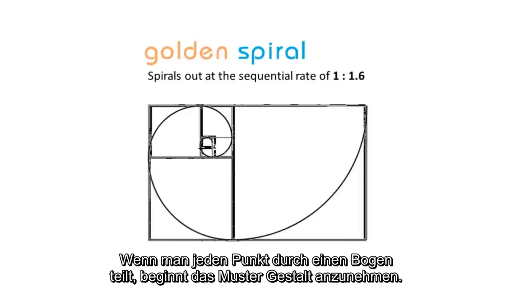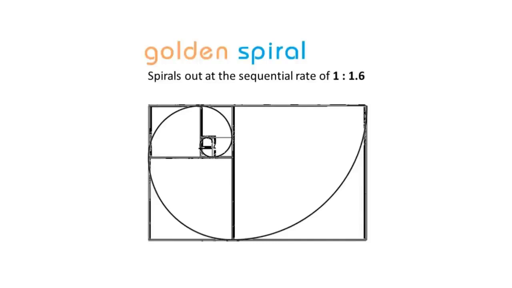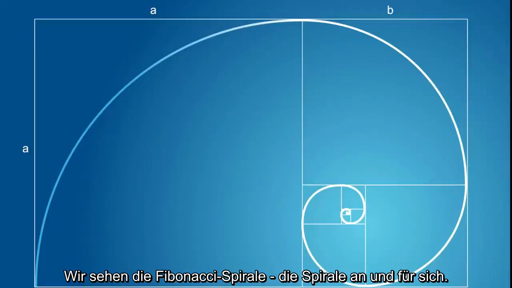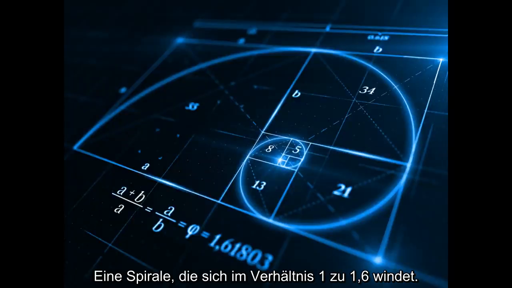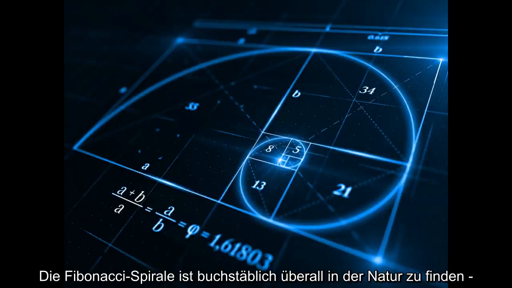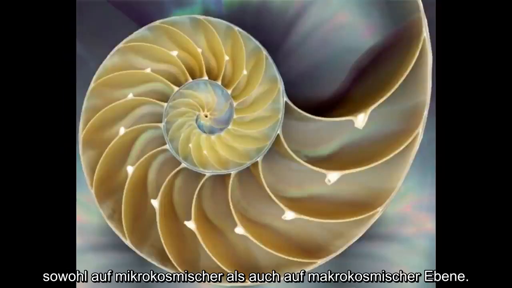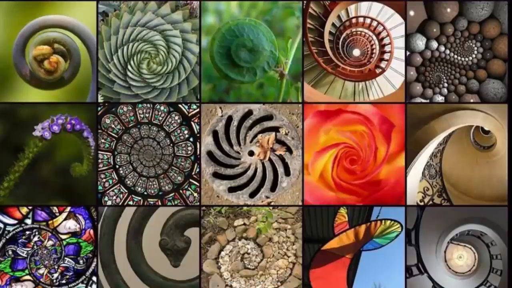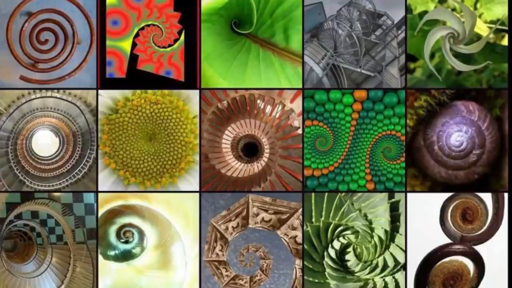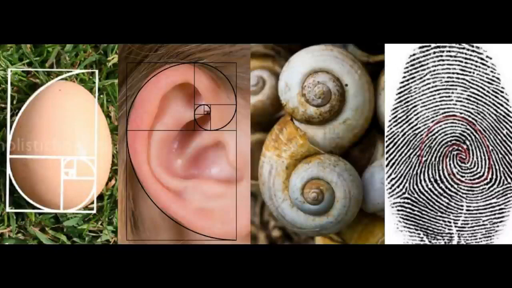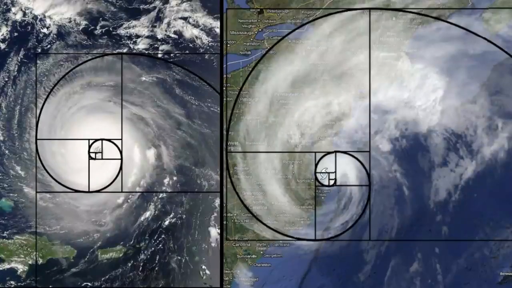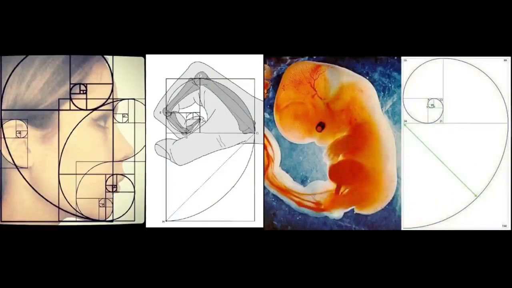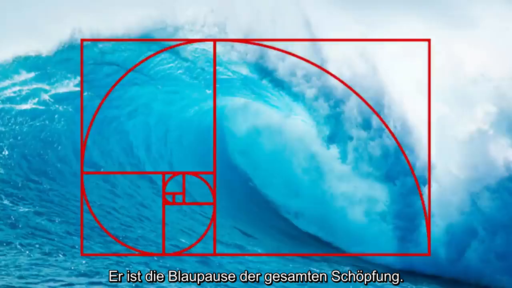If you divide each with an arc, then the pattern begins to take shape. We see Fibonacci's spiral, the spiral in and of itself. A spiral, spiraling out at the sequential ratio of 1 to 1.6. Fibonacci's spiral is literally found everywhere in the natural world, on both a microcosmic level and a macrocosmic level. It is the blueprint of all creation.